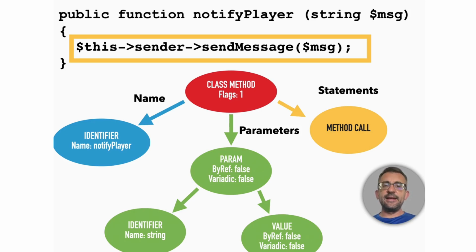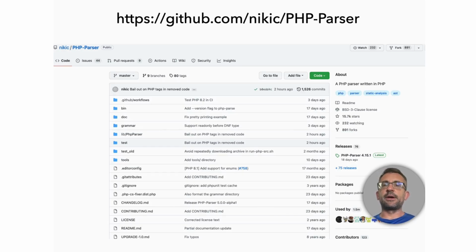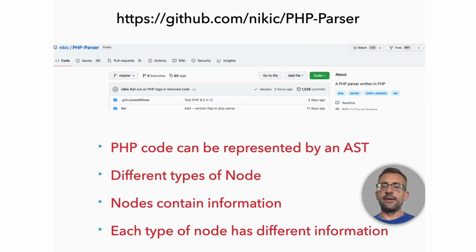So the key takeaway is that all of our code can be represented in abstract syntax tree form. And there is this library, the PHP parser library, which has PHP classes for each type of node that appears in the abstract syntax tree. So really the key takeaway is PHP code can be represented by an abstract syntax tree. There are different types of node, and nodes contain information. And each type of node has different information.